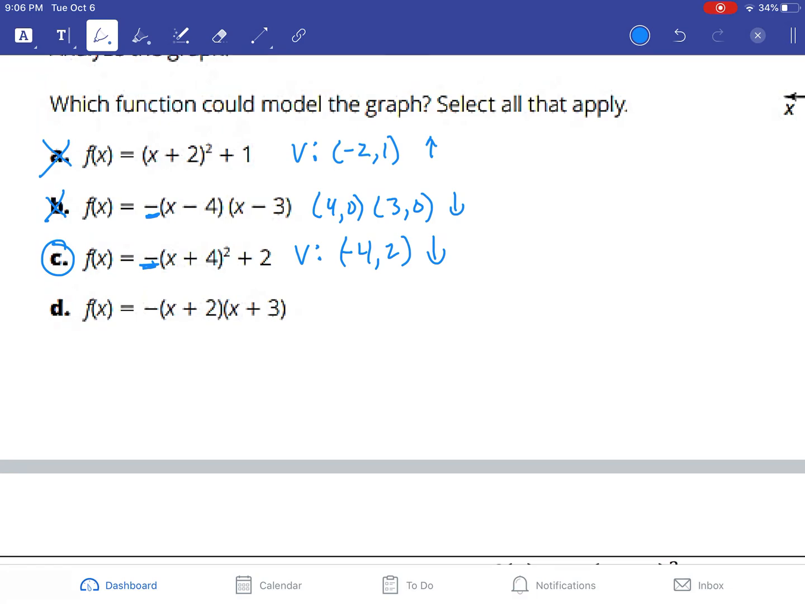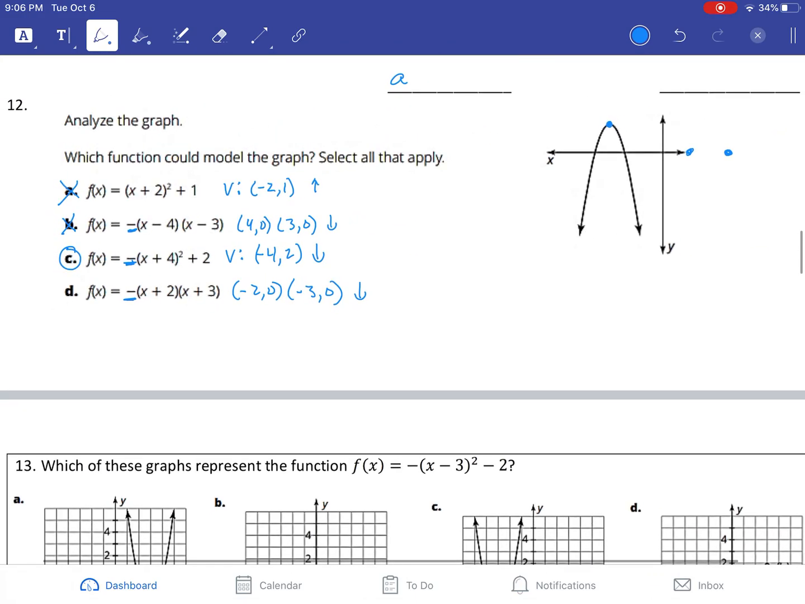We have a factored form, so you're going to have 2 x-intercepts. You're going to have (-2, 0) and (-3, 0). Because this is negative, it's going to go down. So again, we can look at this. (-2, 0) could be here, and (-3, 0) could be here. The graph is going down, so that is a possibility that can also be the equation. We're going to circle D as well. So we have C and D for that particular one.